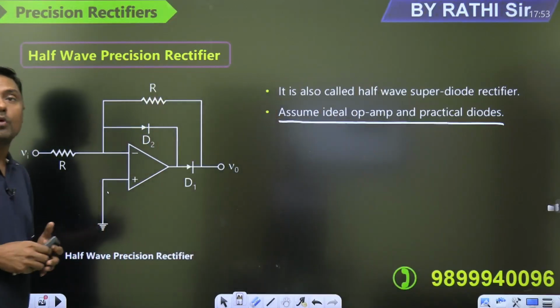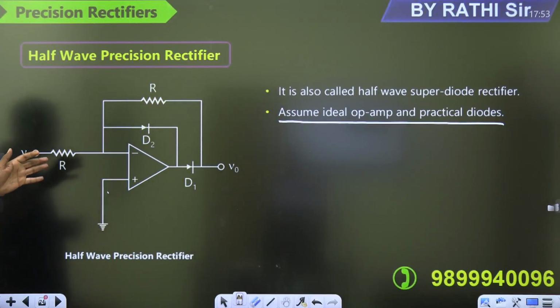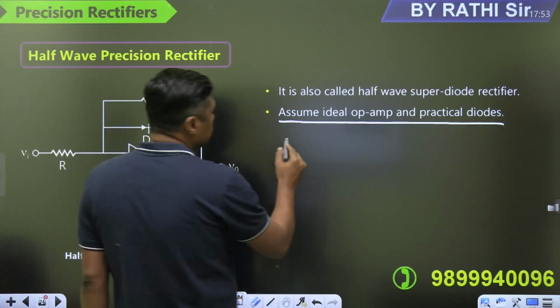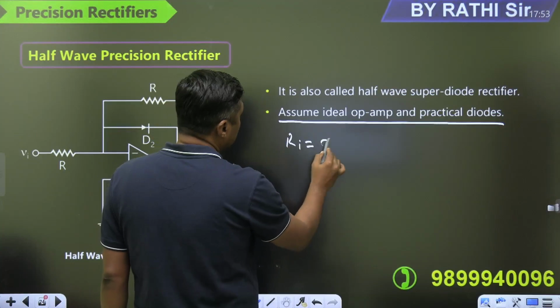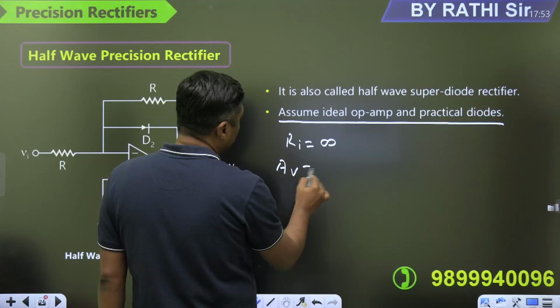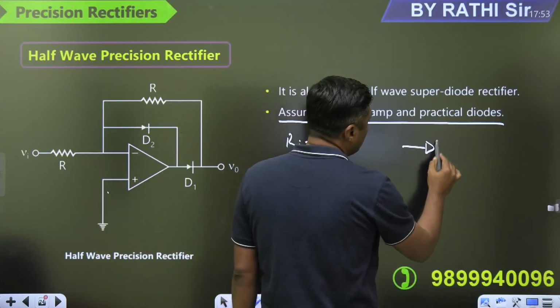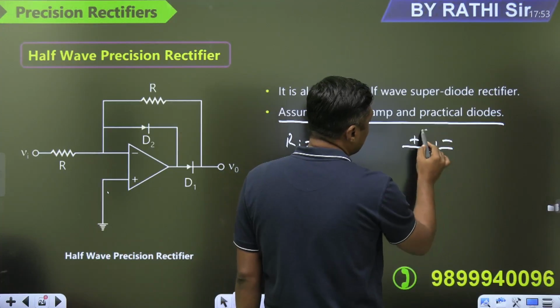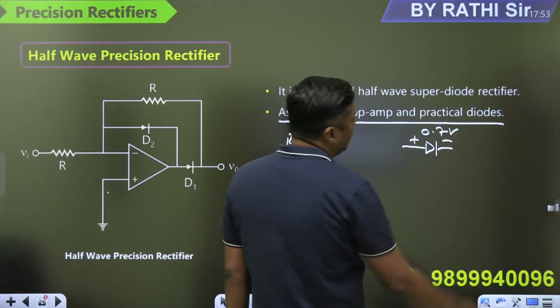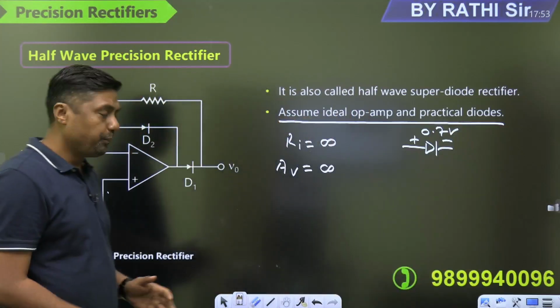For an ideal OpAmp, what about the input resistance? Very, very high, ideally infinite. What about the output resistance? And what about the gain? Very, very high, infinite for an ideal OpAmp. And for a practical silicon diode, what is the minimum voltage required? 0.7 volt.